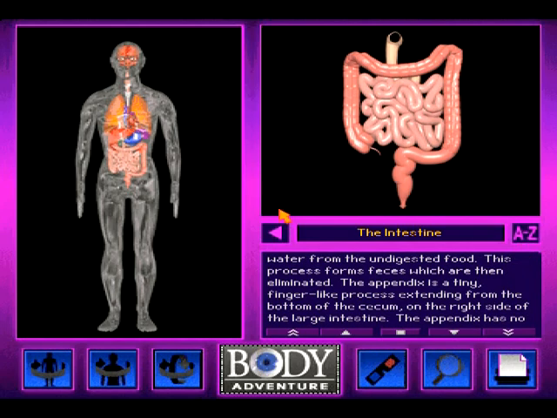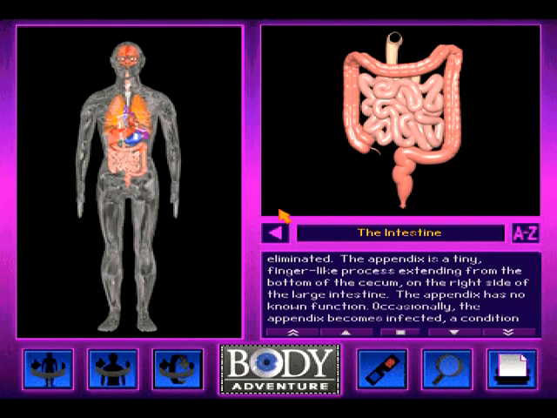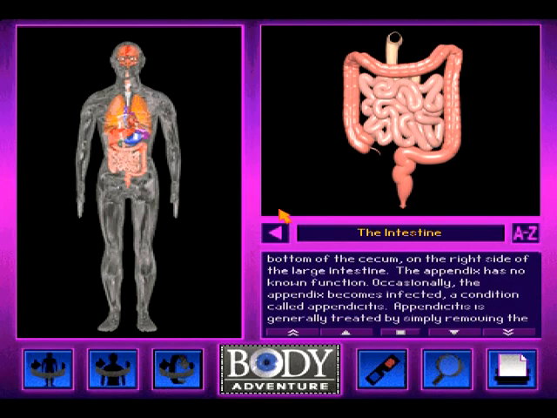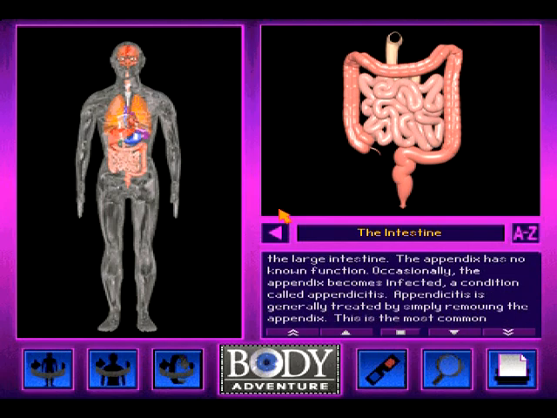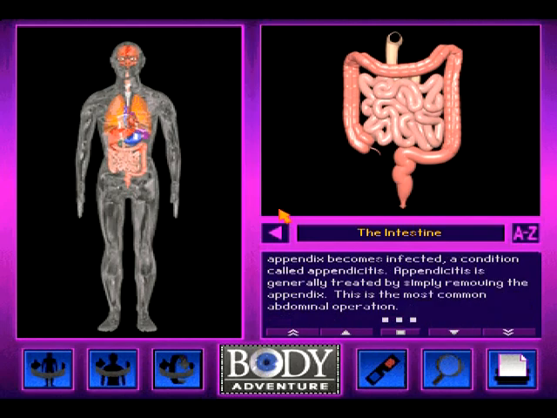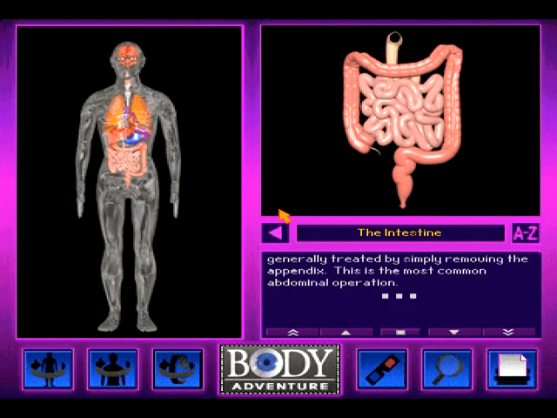The appendix is a tiny, finger-like process extending from the bottom of the cecum on the right side of the large intestine. The appendix has no known function. Occasionally, the appendix becomes infected, a condition called appendicitis. Appendicitis is generally treated by simply removing the appendix. This is the most common abdominal operation.